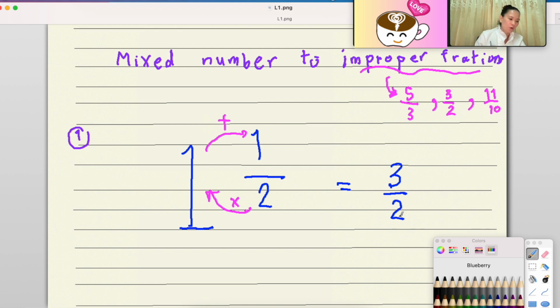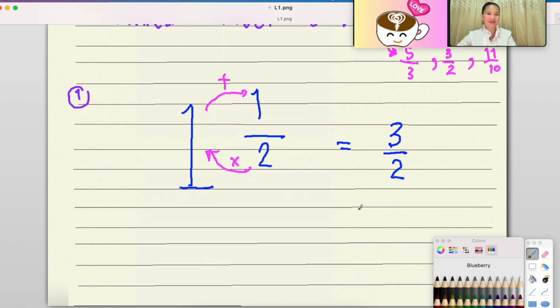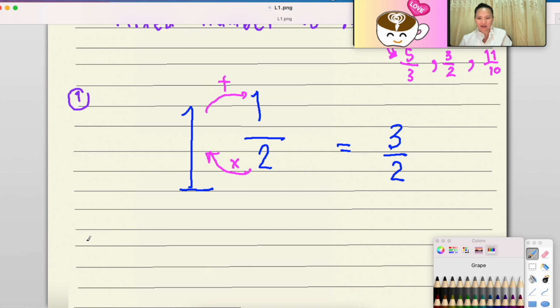Can we try to do more? Okay. Let's do number 2 together. I'm going to write it out in the simple style now. I have 1 and 2 out of 3. 3 times 1 equals 3, plus 2 equals 5.